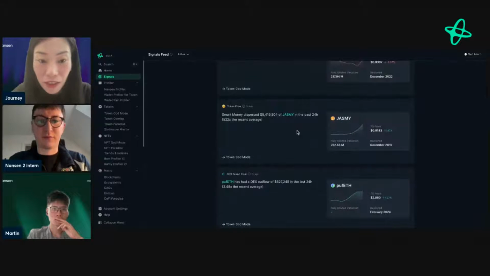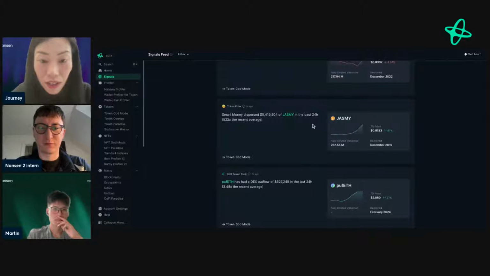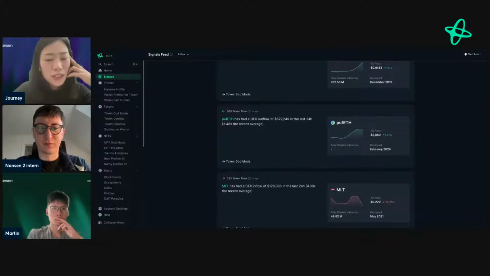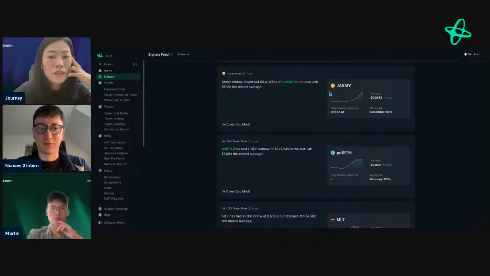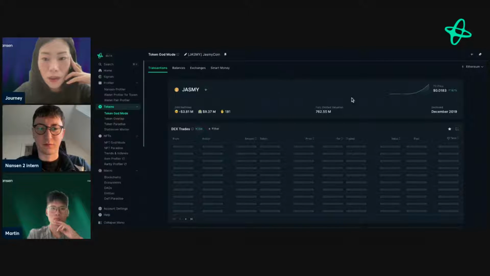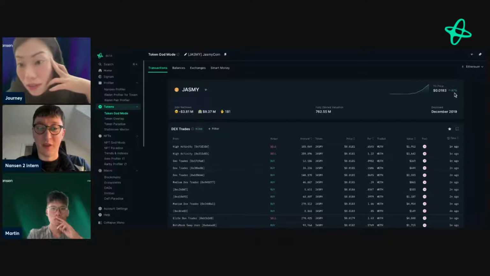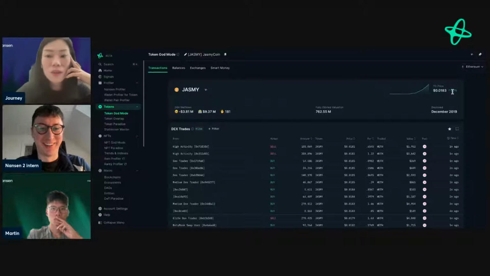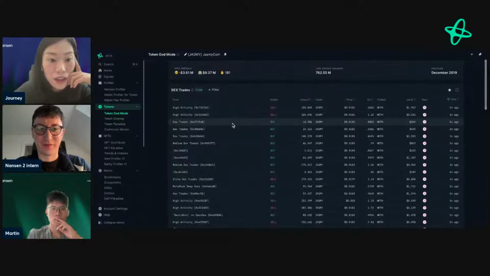Yeah, as mentioned, for the fresh wallet signal, I wanted to share an example: this JASMY coin. I've been receiving alerts on fresh wallets accumulating JASMY for a few days now, and you can see the price has gone up almost 200% just in the last 7 days. And today we just received a smart money sell alert.